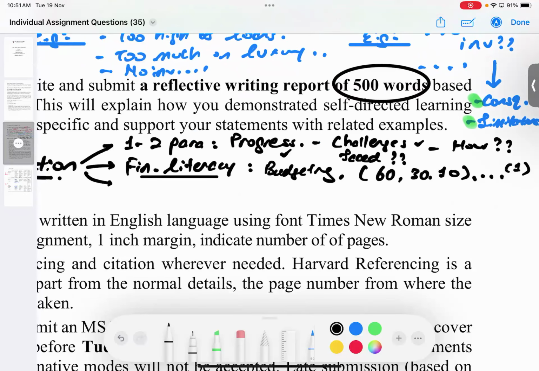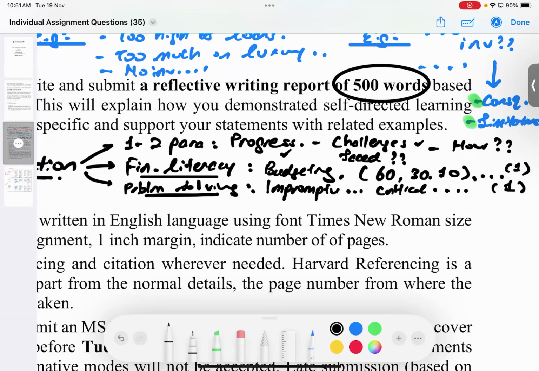What else can you learn? Maybe problem solving skill. You help the interviewee to solve her problems. How did you solve, and also how did you solve the problems in your group? So you talk about problem solving. Oh, you learn how to be impromptu. For example, you learn how to be critical in terms of evaluating. One paragraph. You talk about what you learned.